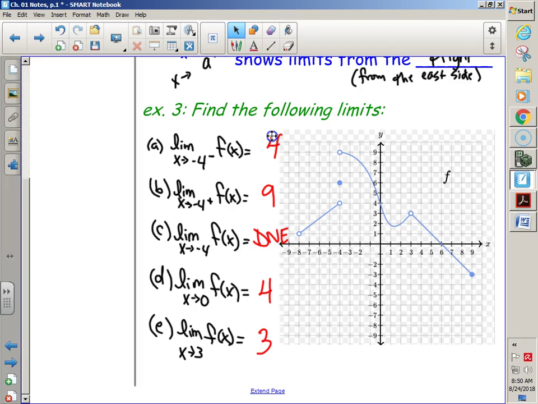And then if it's asking for it individually, just look at one branch and talk about him. Just look at the other branch and talk about him. But if it's asking for both, you have to compare. If the one-sided limits agree, then the limit exists. Good. If the limit does not exist, the one-sided limits did not agree.